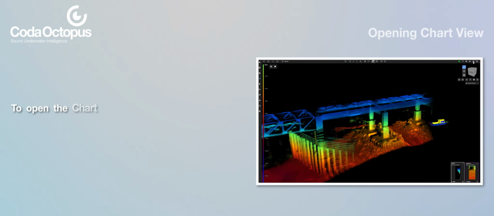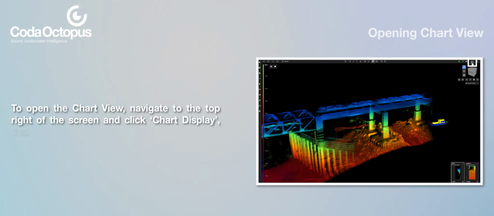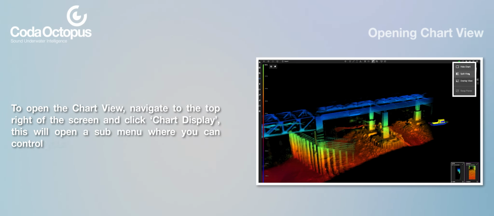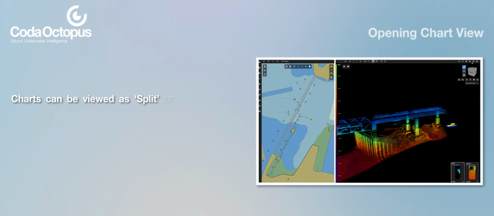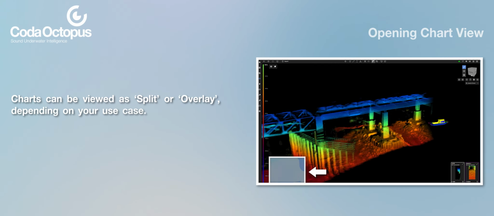To open the chart view, navigate to the top right of the screen and click Chart Display. This will open a submenu where you can control your charts. Charts can be viewed as split or overlay depending on your use case.